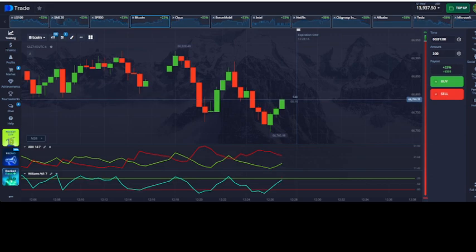In this video, I'm going to be trading regular currency pairs on the Pocket Option platform utilizing the ADX indicator and the Williams percent R indicator.